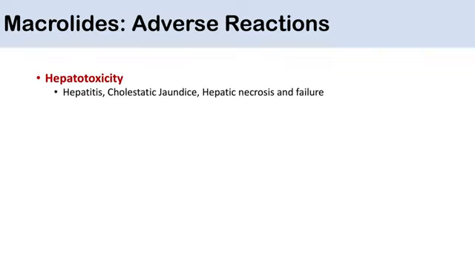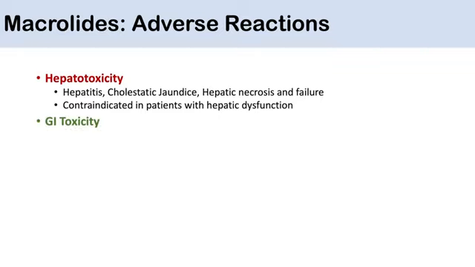So there are particular risks for using macrolides. Some of the side effects of macrolide use include hepatotoxicity. This is one of the big side effects we want to be aware of. So in some instances, patients can have hepatitis, cholestatic jaundice, hepatic necrosis, and failure from macrolide use. So we want to avoid using macrolides in patients with hepatic dysfunction. So they are contraindicated in patients with hepatic dysfunction.